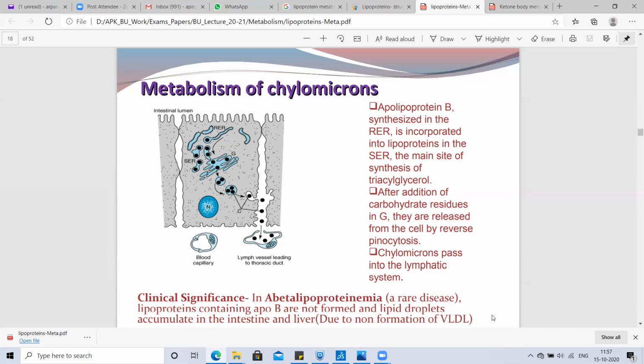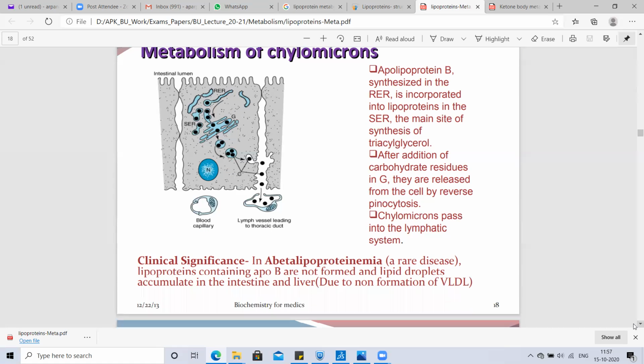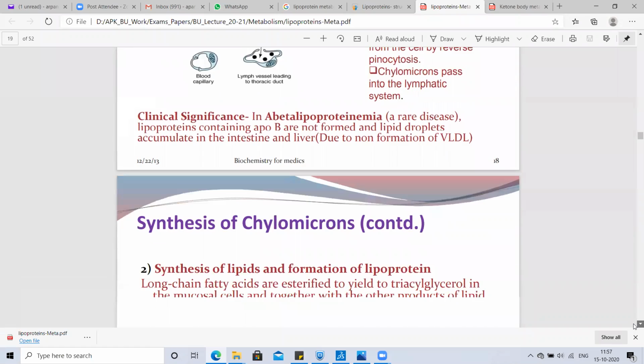Abetalipoproteinemia, a rare genetic disease, may be caused by a deficiency in the synthesis of ApoB. If this deficiency occurs, lipid droplets accumulate in the intestine and liver due to non-formation of VLDL, which transports ApoB from the intestinal lumen to the other parts. Okay, so this is the clinical significance.